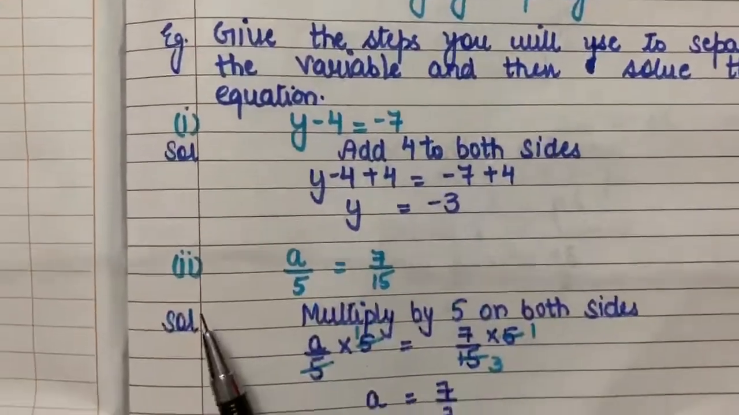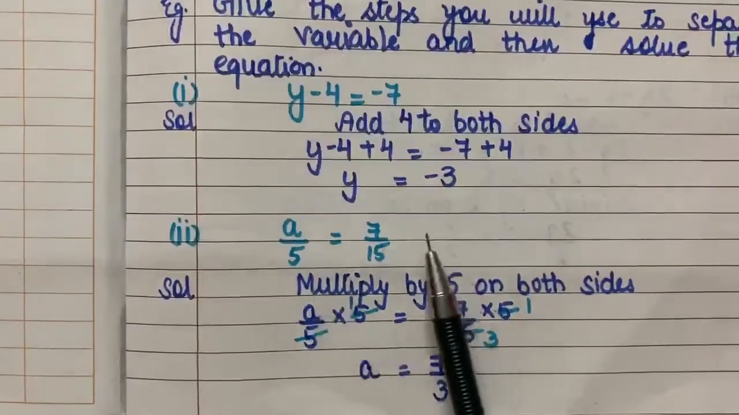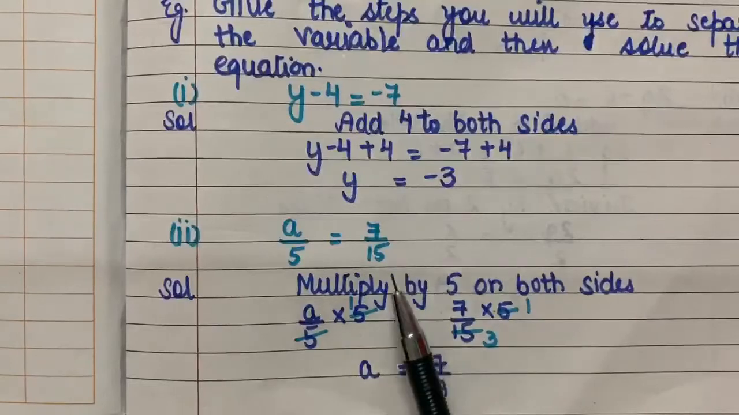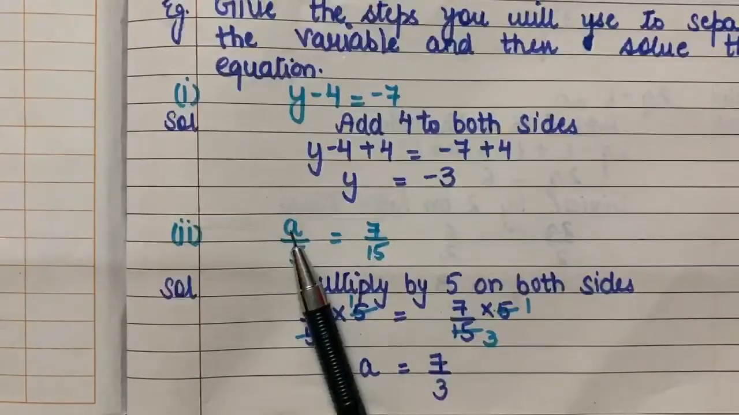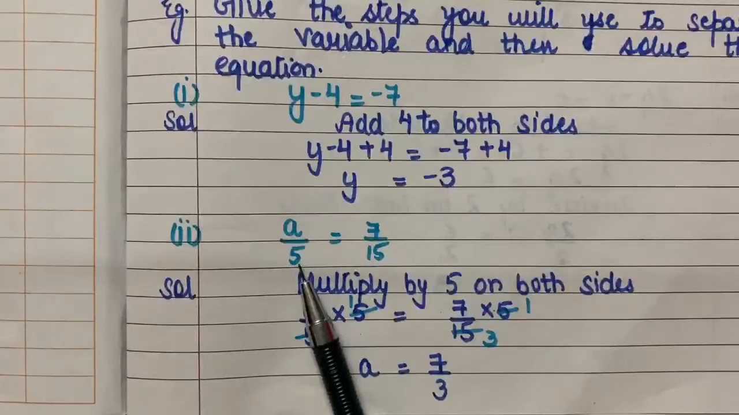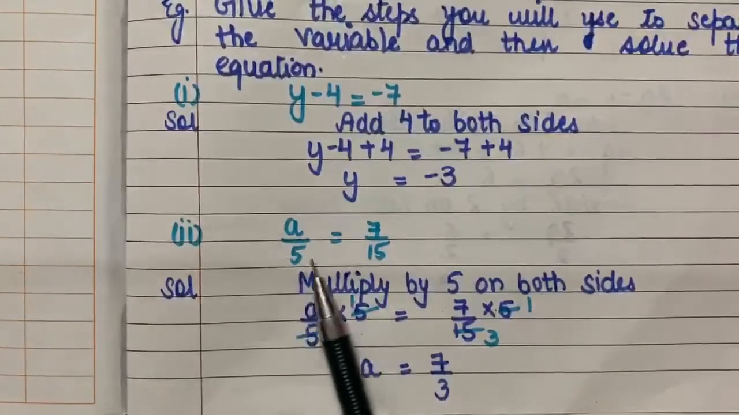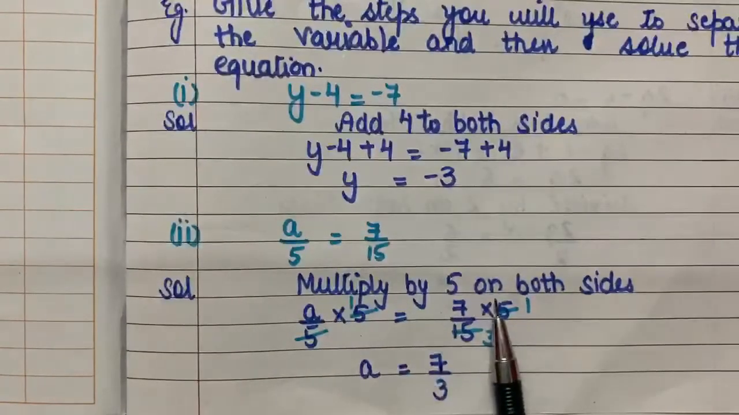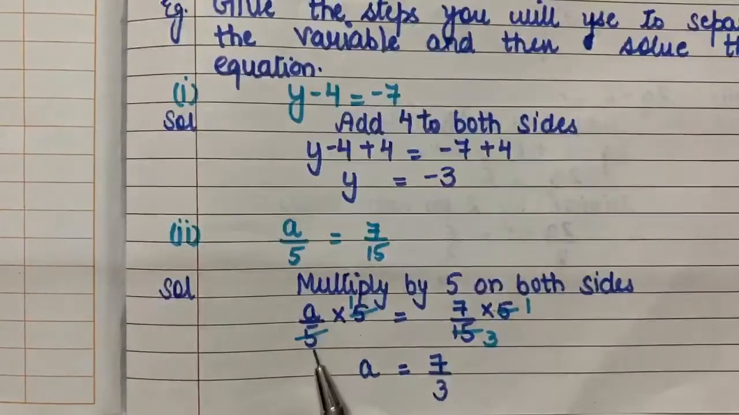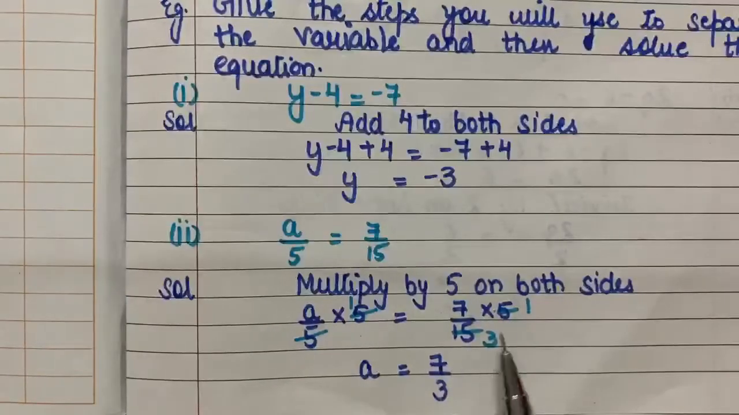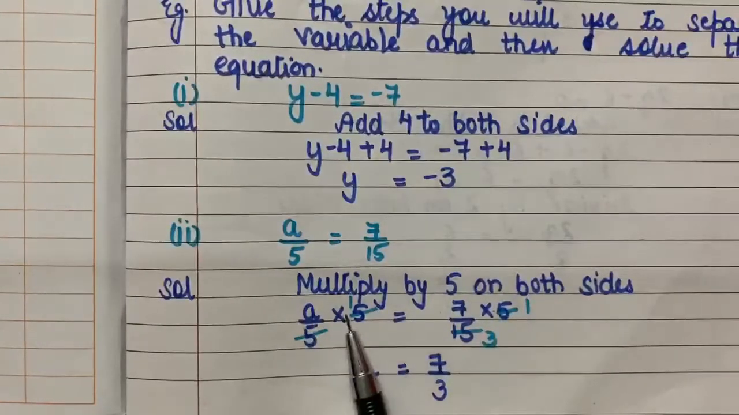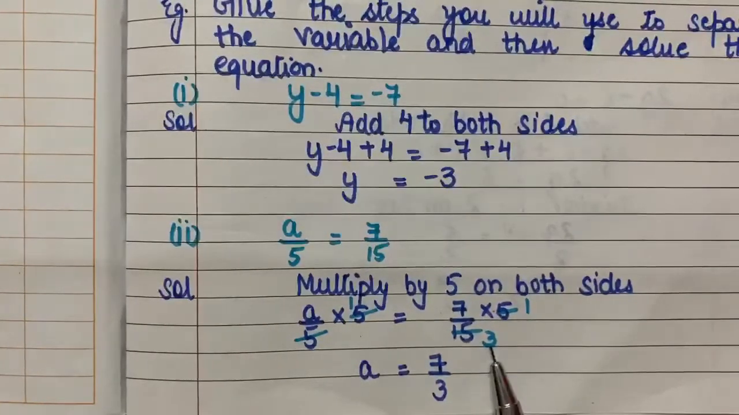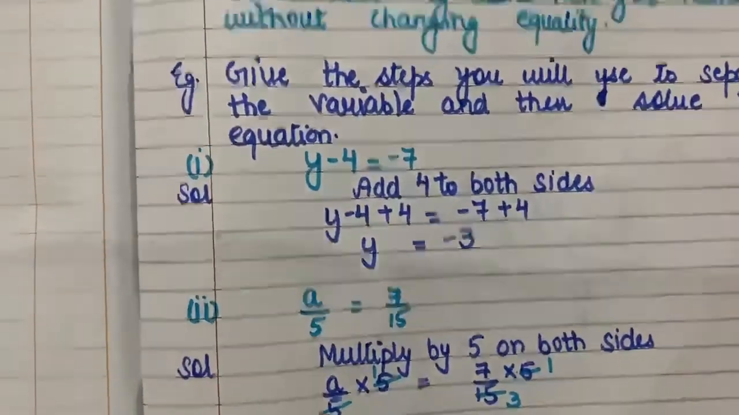Now the second part is a upon 5 is equal to 7 upon 15. In order to make the variable a alone here, we have to remove this 5. As you see, 5 is in the denominator. In order to remove 5, we need the 5 in the numerator also. So we have to multiply by 5 on both the sides. So a upon 5 into 5 is equal to 7 upon 15 into 5. 5 and 5 will get cancelled, and 5 ones are 5, 5 threes are 15. So we are left with a into 1 means a, and here 7 ones are 7 upon 3. So the value of a is equal to 7 upon 3.